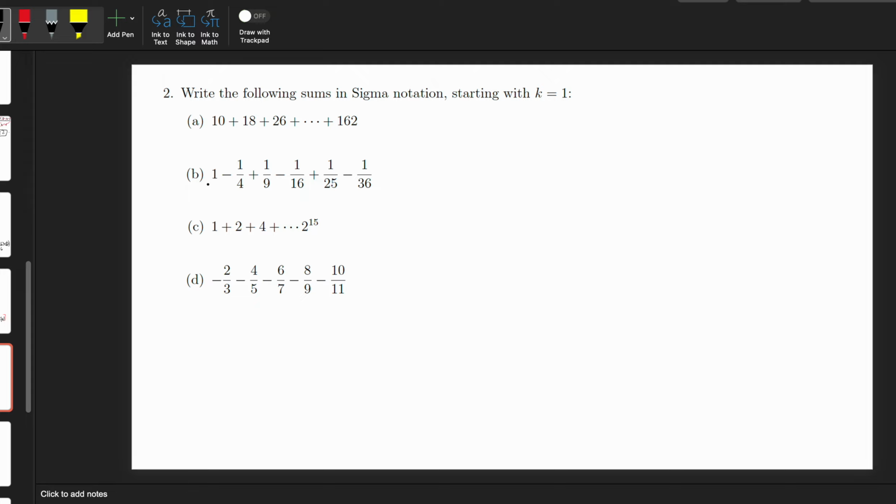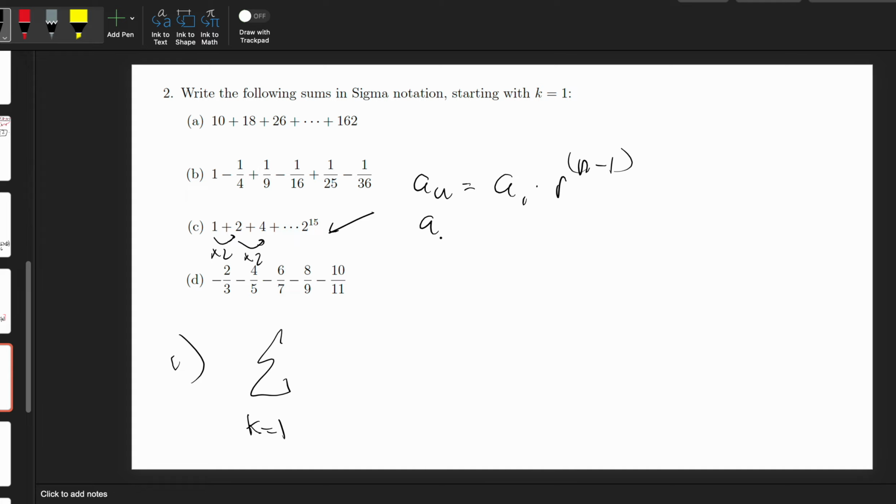Now I want to do number C. So this is going to be the sum from k equals 1 up to something of, well, what is this? What's the formula for the nth term in this sequence? Well, from here to here I multiply by 2. From here to here I multiply by 2. And it looks like in general this is a geometric sequence. So it's going to be a sub n equals a sub 1 times r to the n minus 1. And so a sub n is equal to, what's my a sub 1? Well, it's just 1 in this case. My first term is 1. What's my common ratio? 2 to the n minus 1.